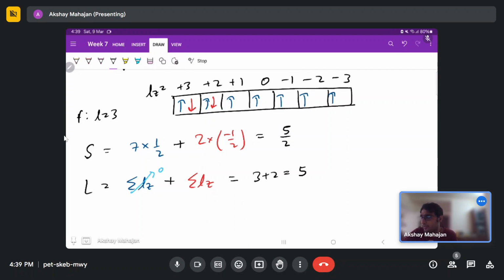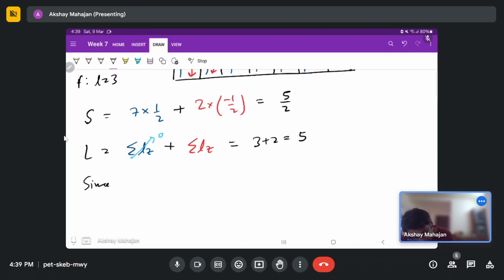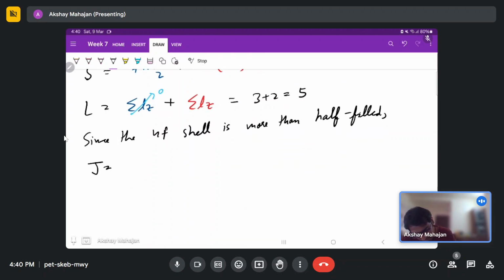Alright, and now since the 4f shell is more than half filled, we will have J equal to L plus S, that will be equal to 5 plus 5 by 2, it will be 15 by 2.